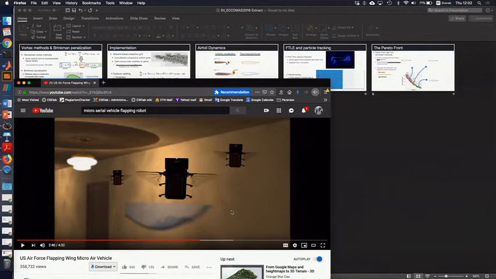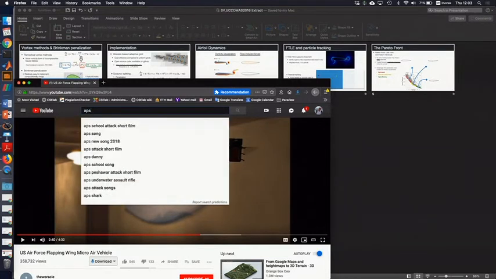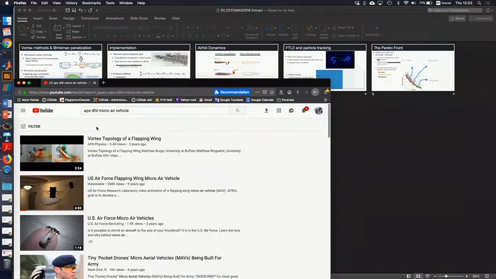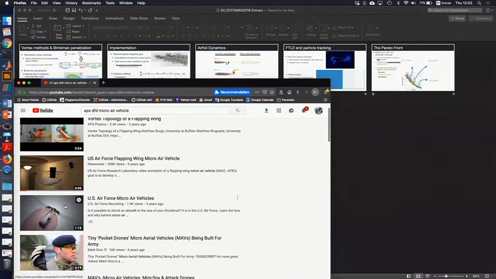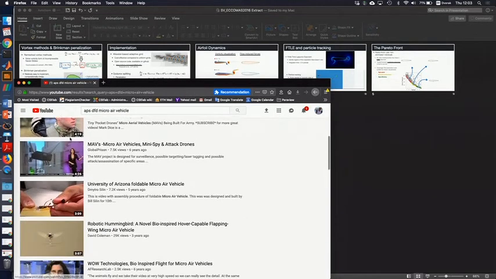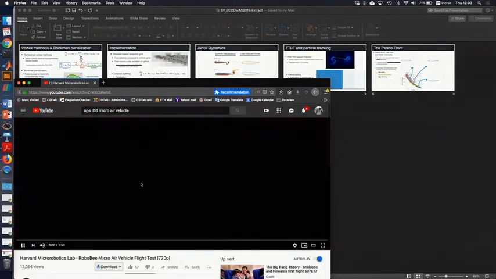So you can use the results I was showing to figure out what's the best way of keeping to be very fast or be very efficient. I will find this. Was it Princeton? Where was it? APS, PFD, micro, air. Here, Harvard, not Princeton. All right.